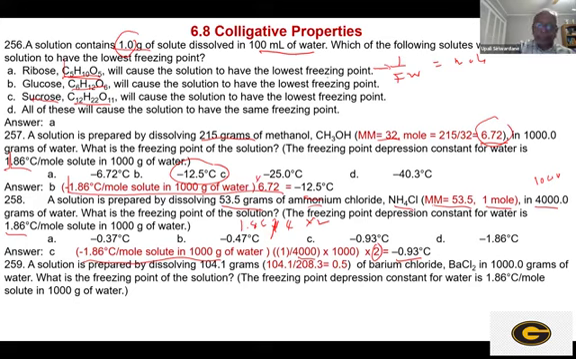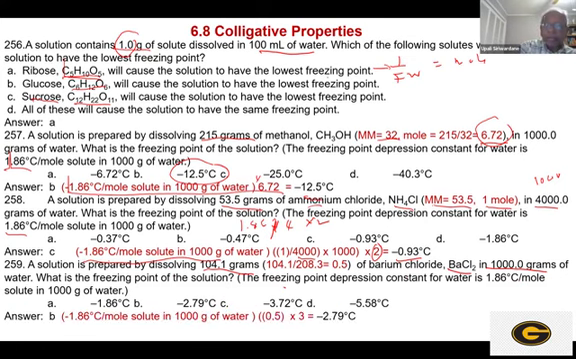A solution is prepared by dissolving 104 grams of barium chloride. What is the freezing point depression? We do the calculation. That's 0.5. Why 3? 3 is the number of particles in barium chloride, 3 ions. Therefore, the answer is minus 2.79. B is the correct answer.